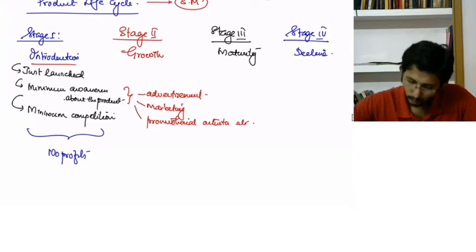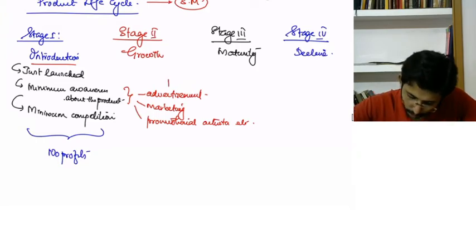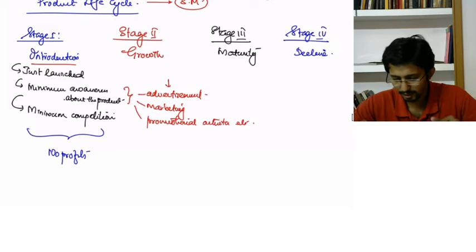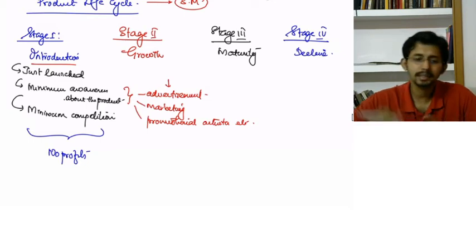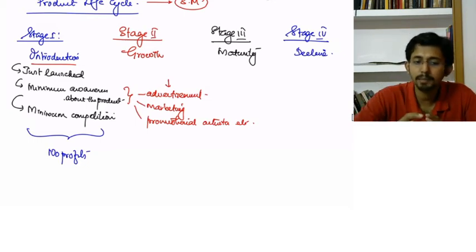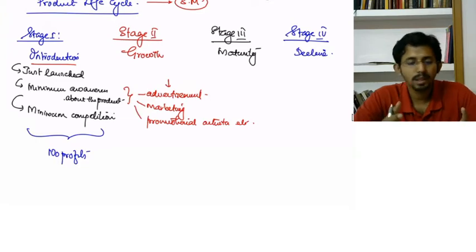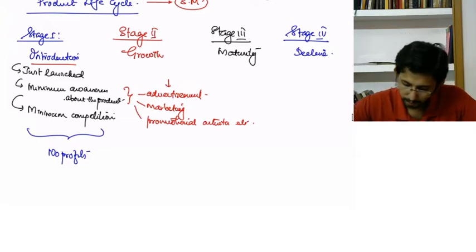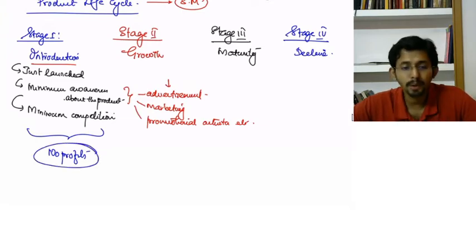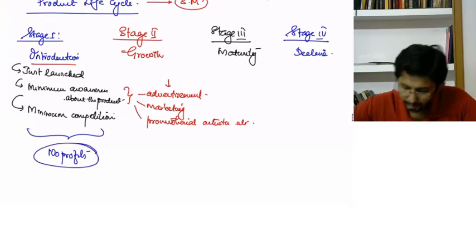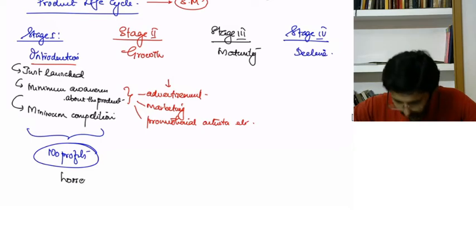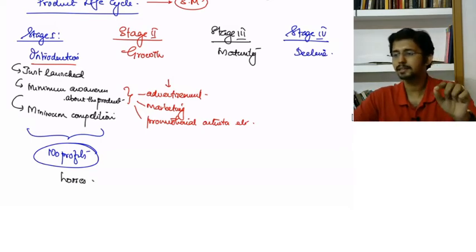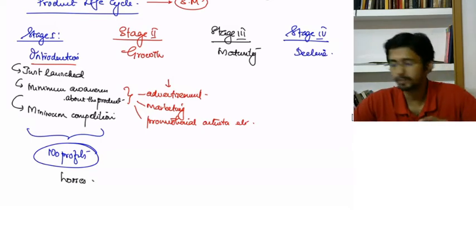Then only your product will be known to the market and the customers will come and buy your product. So on one side you have to incur a lot of cost in the form of advertisement, marketing and promotion. On the other side, since your product is not known in the market, you will not be getting good revenue. Naturally your product will either make no profits or make losses only. This is the characteristic of stage 1, the introduction phase.